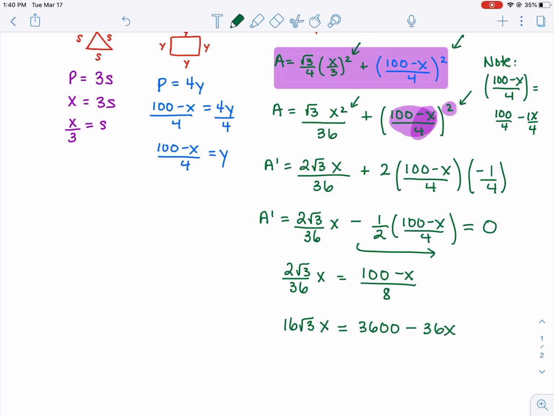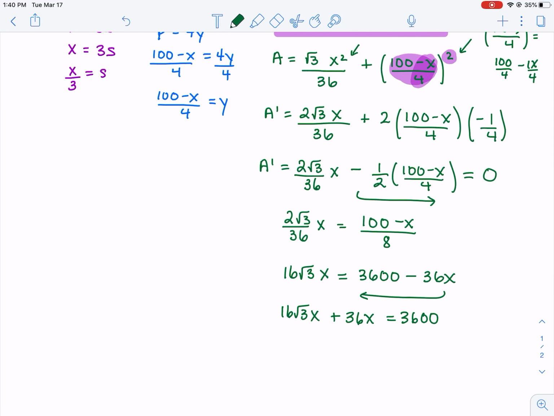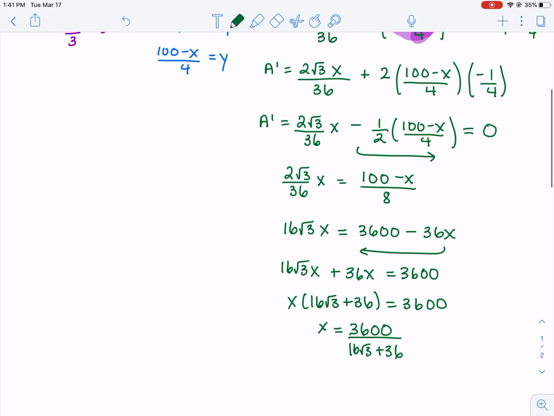We can then move that 36x to this side here. We have 16 square root of 3 x plus 36x equals 3600. And last but not least, we can factor out the x. That leaves us with (16 rad 3 plus 36) x equals 3600. And then x would equal 3600 over (16 rad 3 plus 36). If you note, that is the same answer that is on the answer key that was provided from Dr.